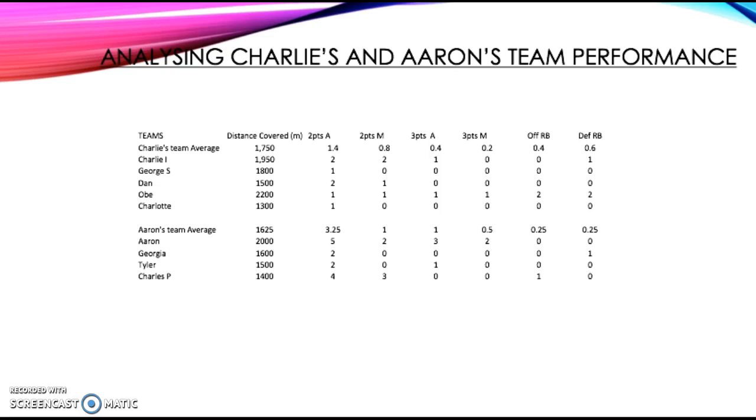Within Charlie's team, according to notation analysis, Charlie was second in metres covered. He was the second highest scorer on 2 and 3-pointers, scoring a total of 4 points. Obe scored 5. Charlie got 1 defensive rebound, which was the second best in the team. According to notation analysis, Charlie would appear to be the second best player in his team.